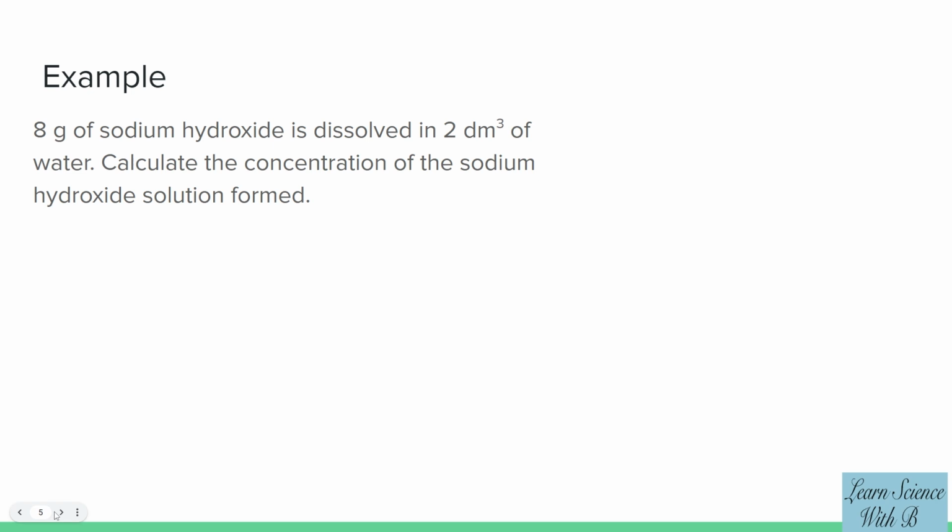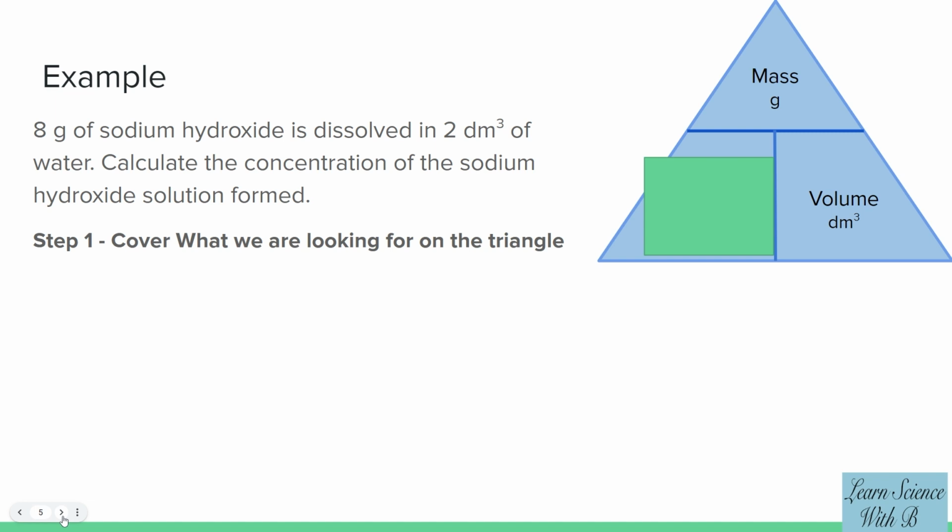8 grams of sodium hydroxide is dissolved in 2 cubic decimeters of water. Calculate the concentration of the sodium hydroxide solution formed. Draw your triangle. Step 1. Cover what we are looking for on the triangle. This would be the concentration. Step 2. Write out the equation. This would be concentration equals mass divided by volume.